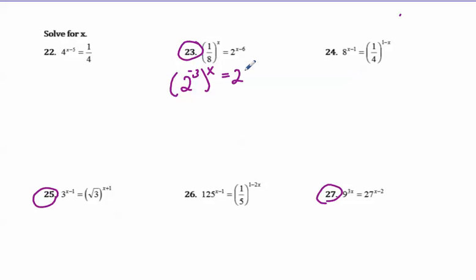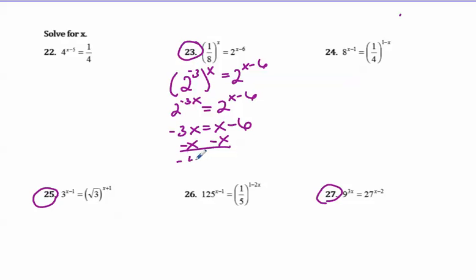And then I have 2 to the x minus 6. If you have a power to a power, you want to multiply those exponents, so you get negative 3x. And then once your bases are the same, you can disregard them and just deal with the exponents. So you know that negative 3x has to equal x minus 6. Subtract x from both sides. Negative 4x equals negative 6, and then divide. So we get x equals 1.5.